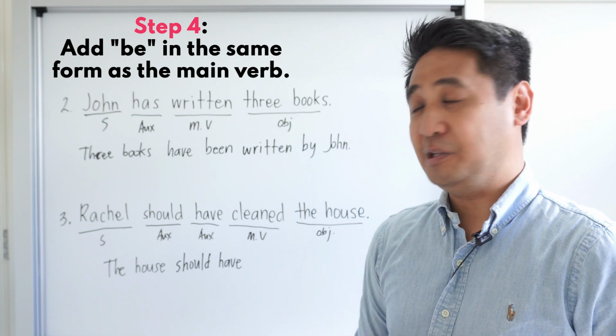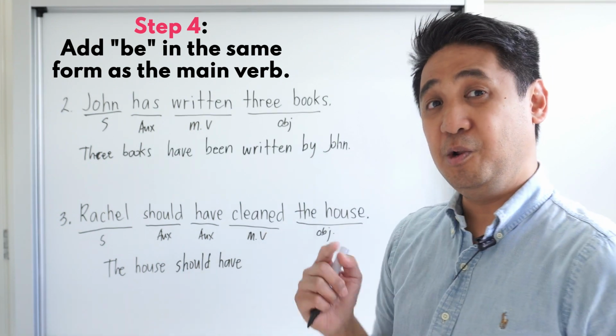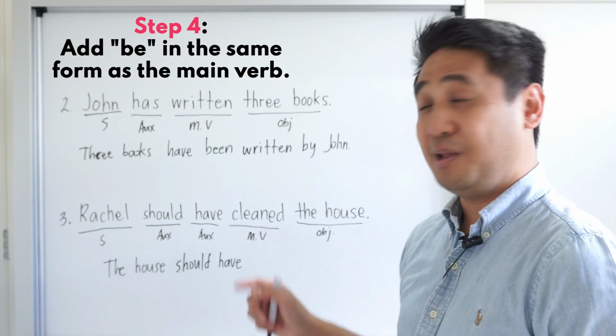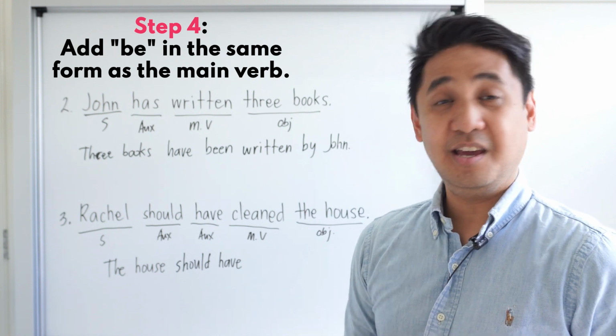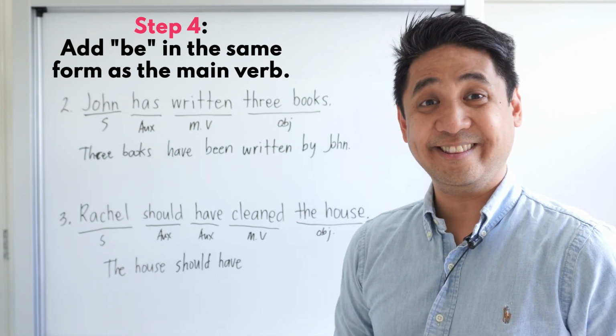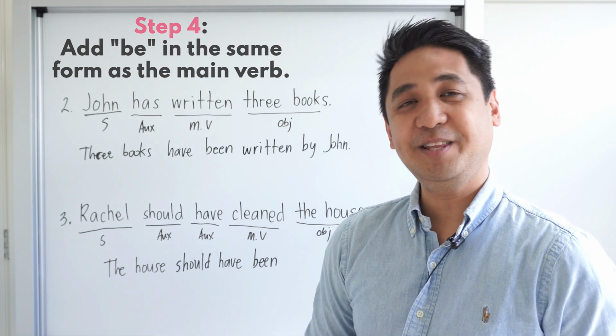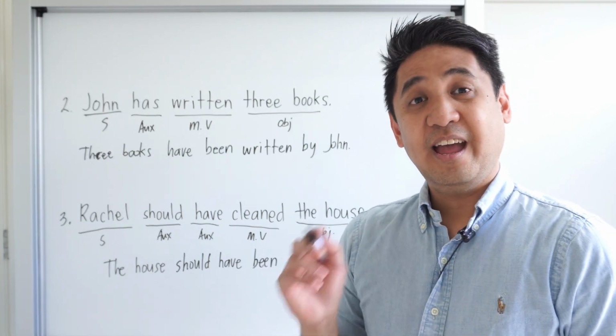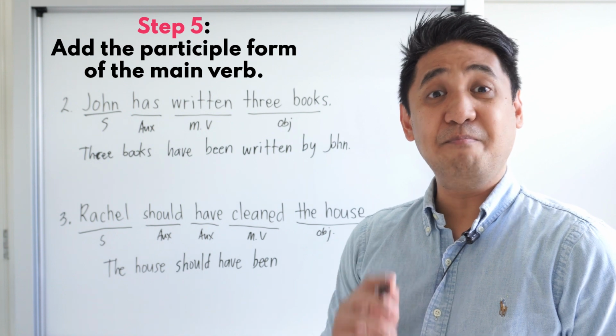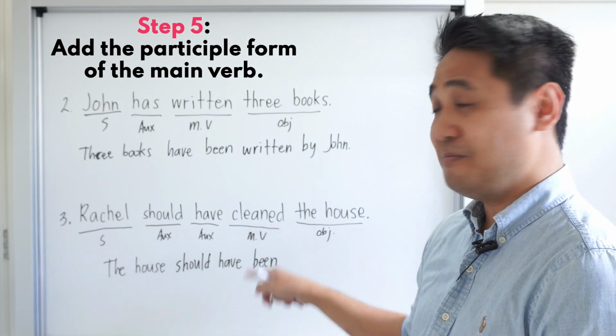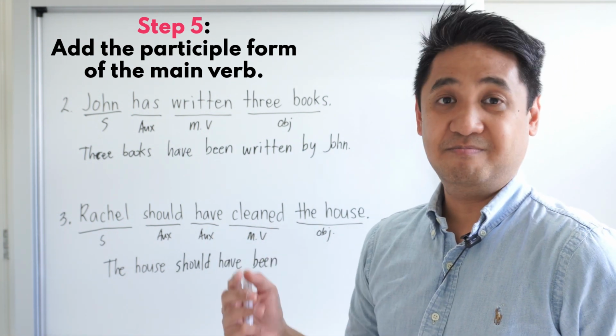Step 4, add be in the form of the main verb. Now, don't be fooled. Even though our verb looks like past simple, it's actually participle. So be in participle form is been. Step 4, complete. Step 5, add the participle of the main verb. So our main verb is already in participle form, cleaned.